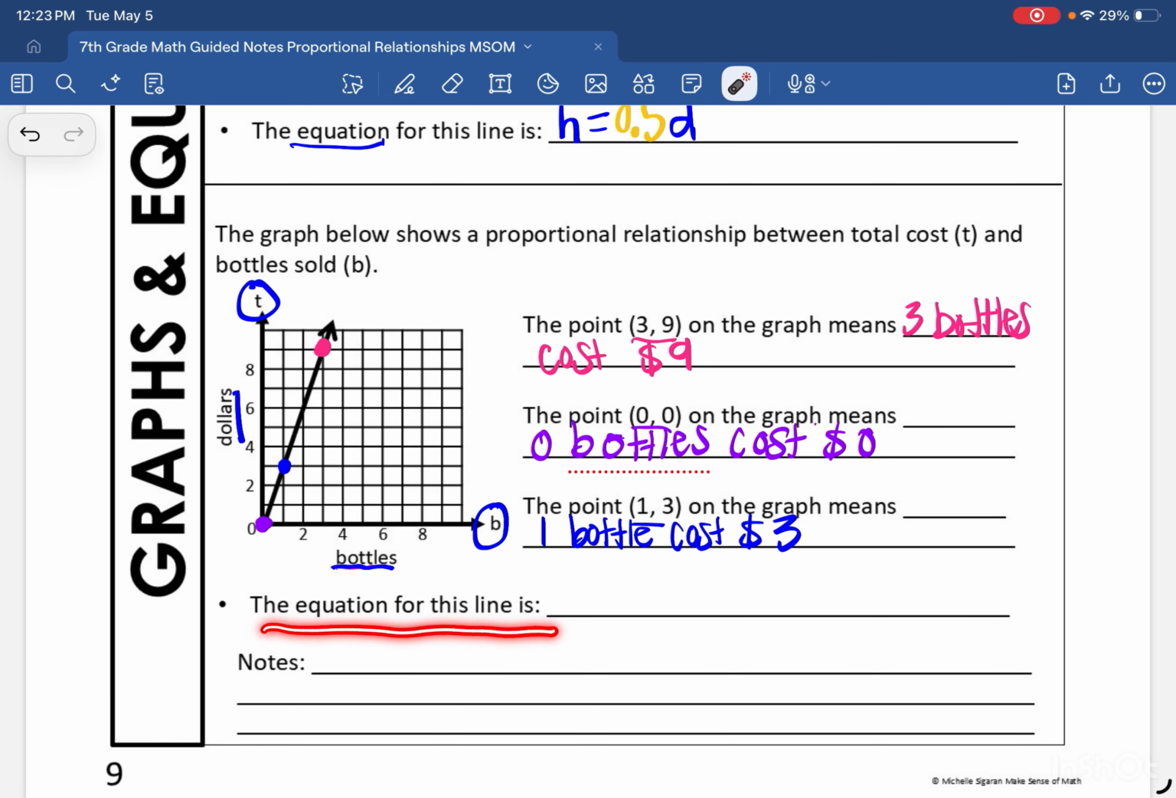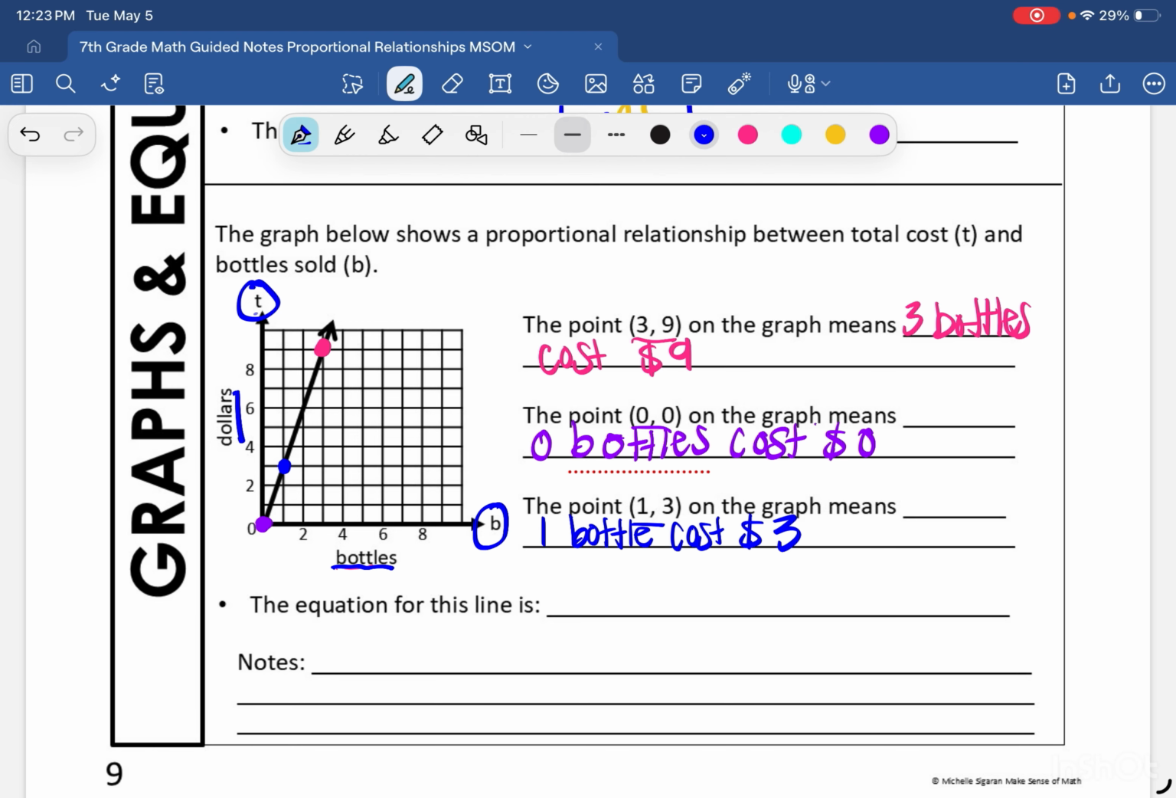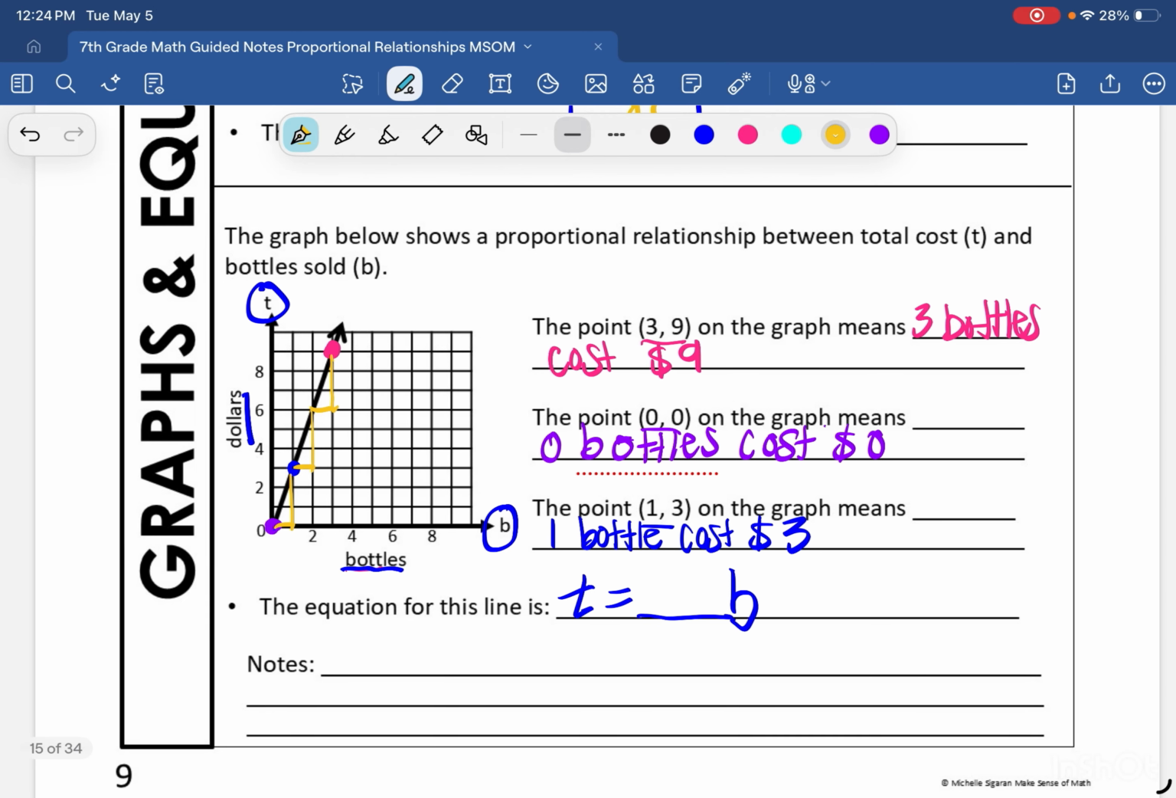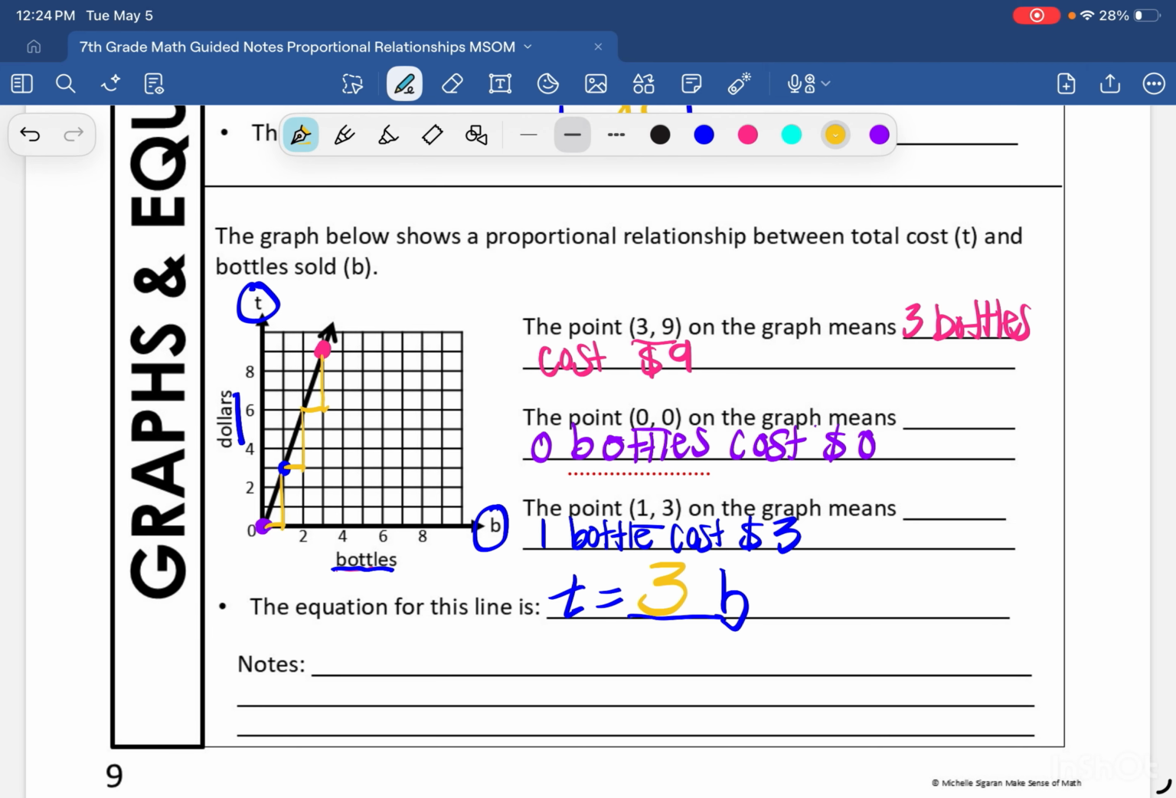The equation for the line is, so remember, my equation is going to be my y value, t, equals some constant times my x value, b. So my constant is how much it is growing for every 1. If I am at 0, 0 and then I go over 1, I increase by 3. Every time I go over 1, I am increasing by 3. You see that? That means the constant is 3. So my equation will be t equals 3b.